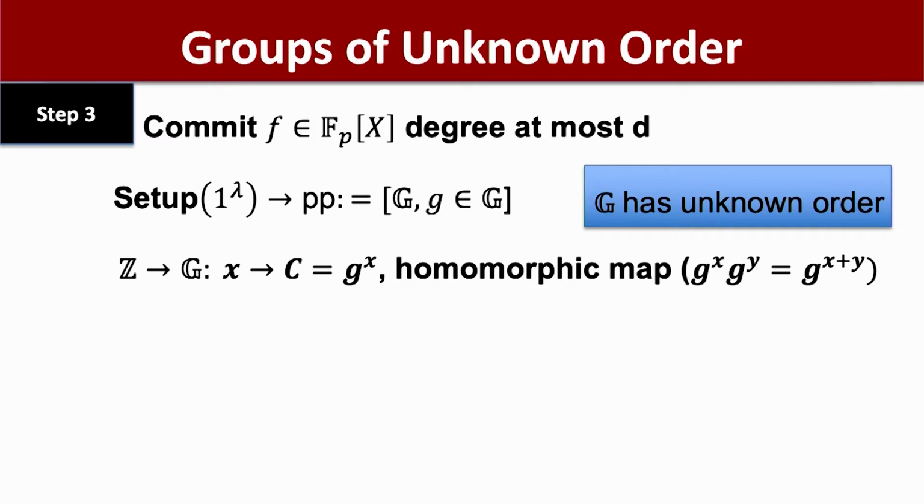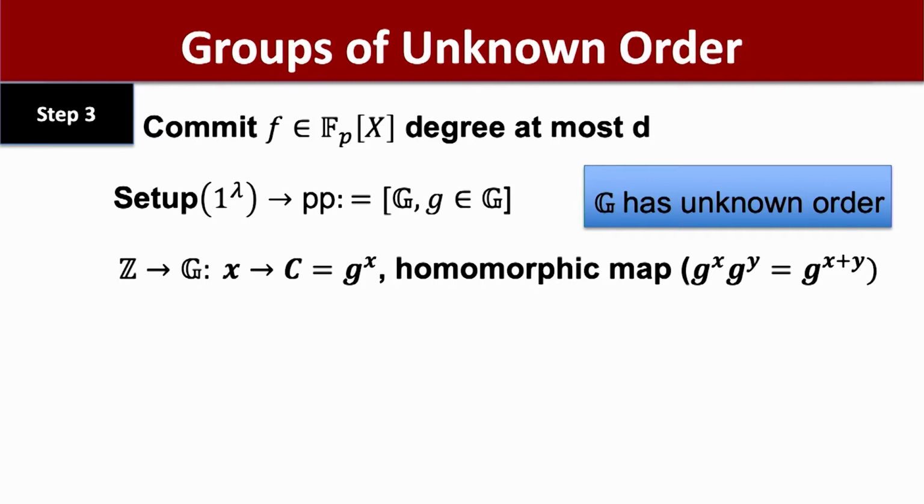Under the computational assumption that G is a group of unknown order, it is hard to find a collision. So I will not find two integers that map to the same group element. Of course, this can only be computational now because this map is shrinking. But again, this map has additive homomorphism.